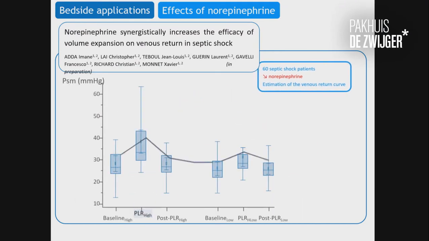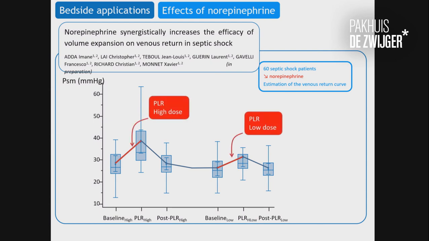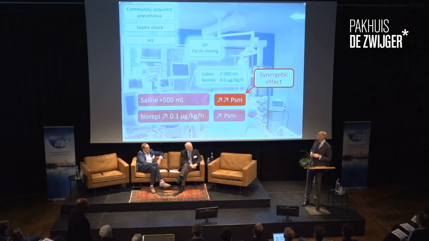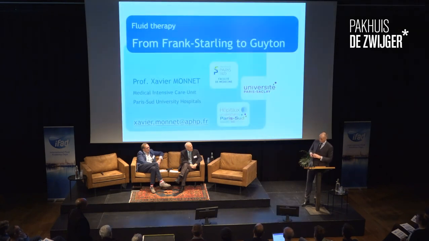It means that the increase in mean systemic pressure provoked by passive leg raising, just like with fluids, led to a lesser effect on mean systemic pressure, suggesting that if you give fluid to this patient, you increase the mean systemic pressure, but if you give norepinephrine or if you increase the dose of norepinephrine, the next fluid administration will have a greater effect on cardiac preload and likely on cardiac output, suggesting a synergic effect of norepinephrine with fluid administration. Thank you very much.